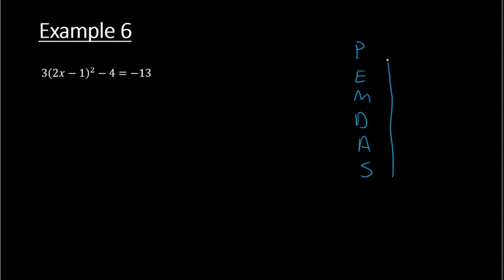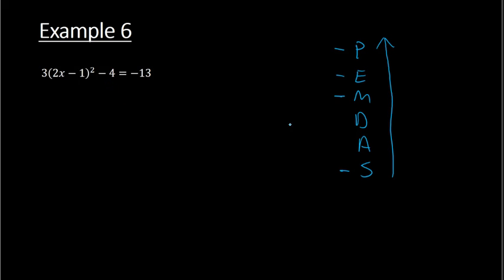One more example. Here we have a lot going on. We have 3 times (2x minus 1) squared minus 4 equals negative 13. Now, when I solve equations, I want to do reverse order of operations. So we see here the minus 4, that is subtraction. The 3 in the front, that's multiplication, 3 times the parentheses. We see parentheses, the 2x minus 1, and we see the exponent, so the square.